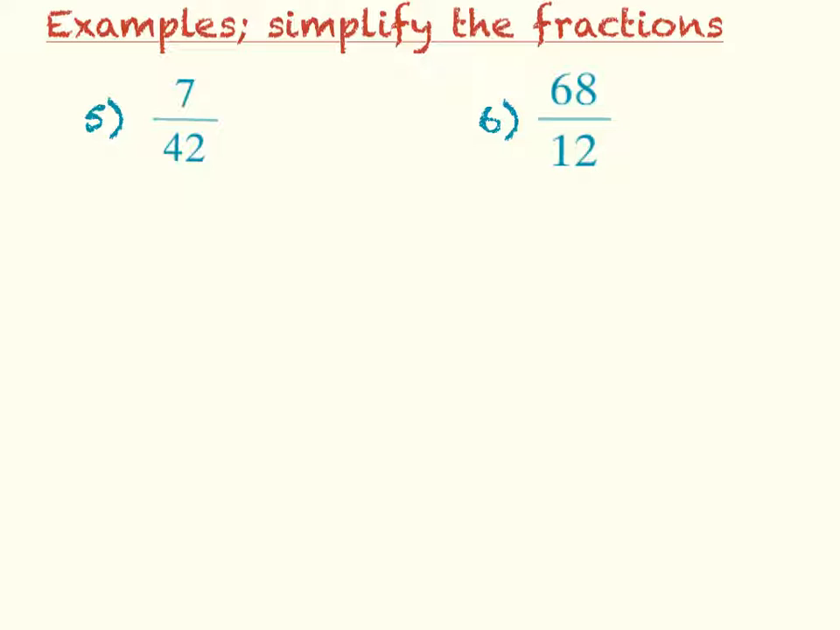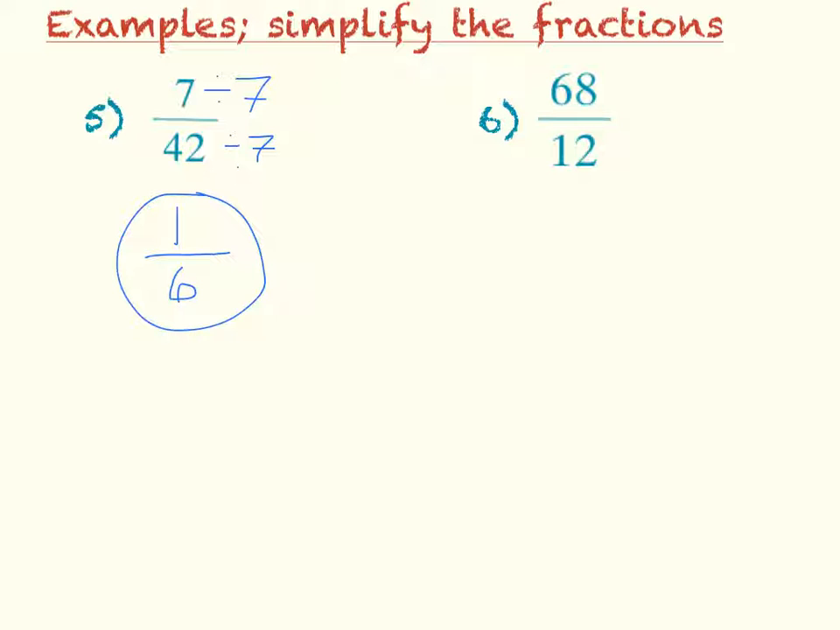Example 5, 7 over 42. So 7 is what we call a prime number, so that means that we can't divide 7 by anything except for 7. And so we're going to see if 42 is divisible by 7. So if I divide by 7, I get 1. And divide 42 by 7, if we know our 7s, then we know that would be 6. So my final answer is actually 1/6.